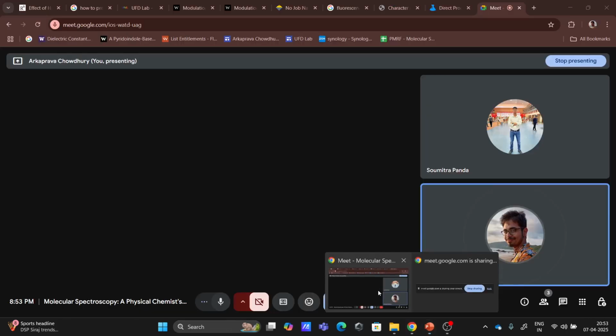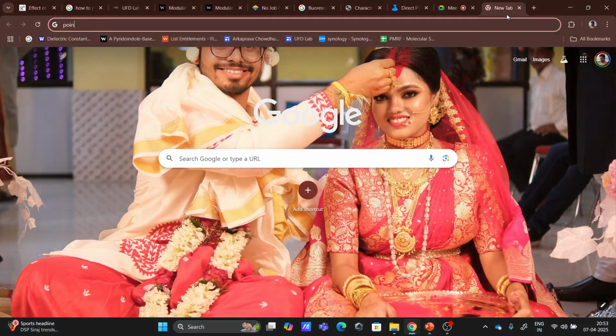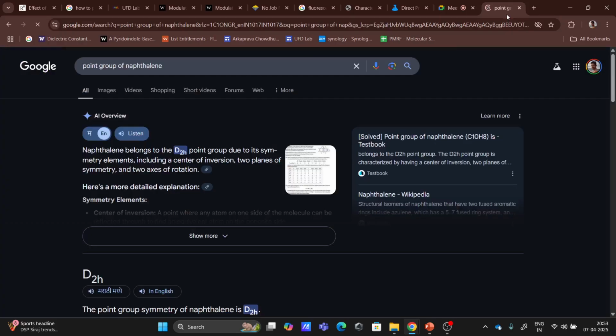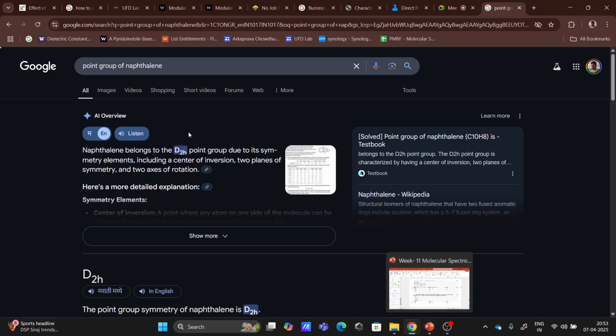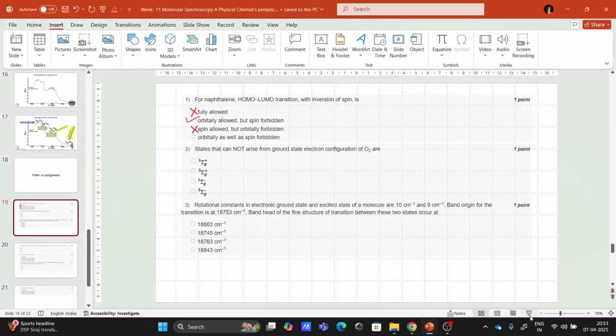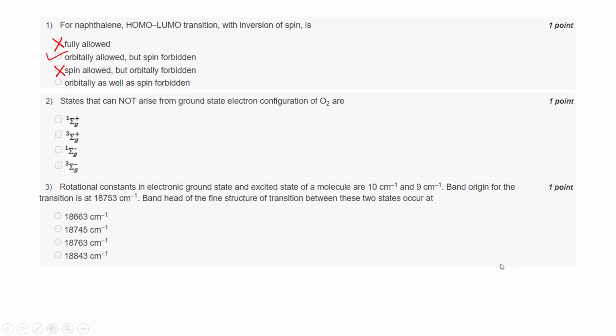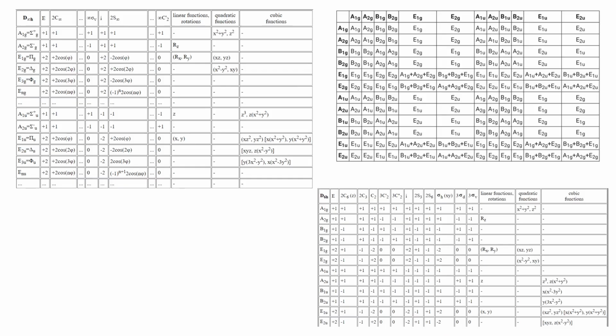Let us search. D2H. In case of benzene, it is D6H. So D2H is, I think, better than D6H in terms of fewer symmetry operations being there, right? Maybe you can try once, what is going to be the. Do I have D2H here? No, I don't have the D2H character table. So what you have to do, you have to think about the pi electronic configuration for naphthalene. Naphthalene, how many pi electrons are there?